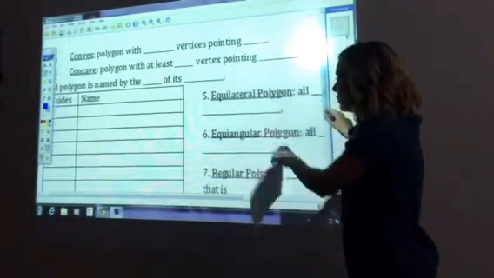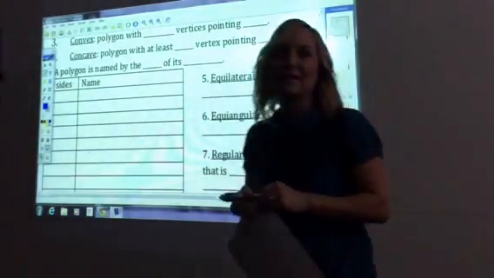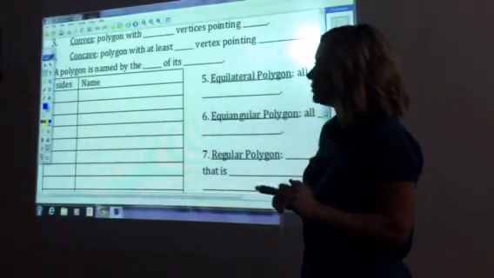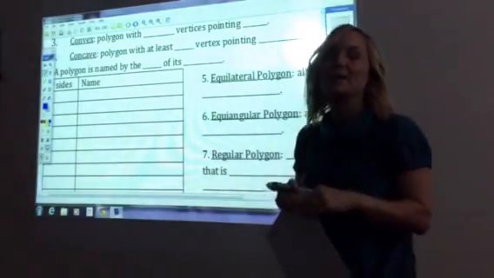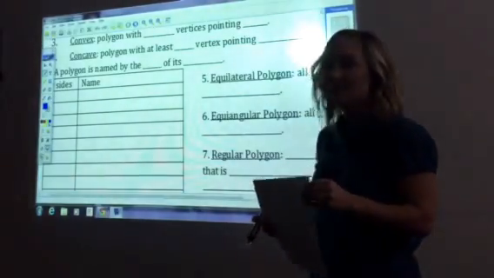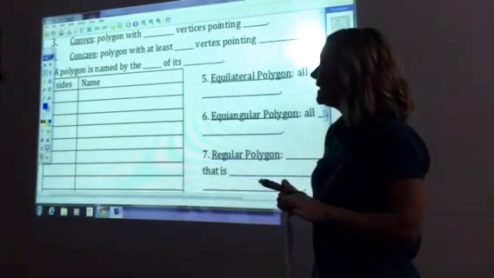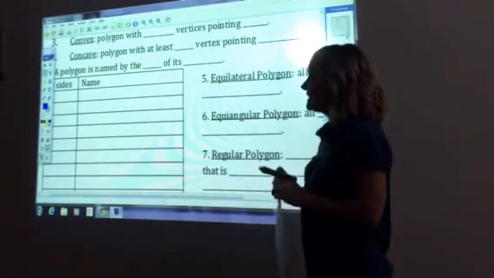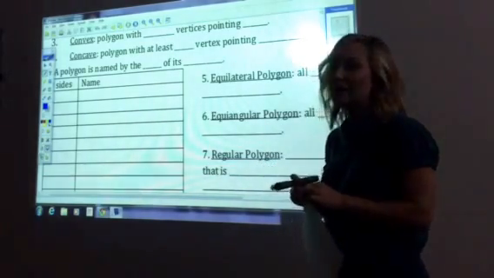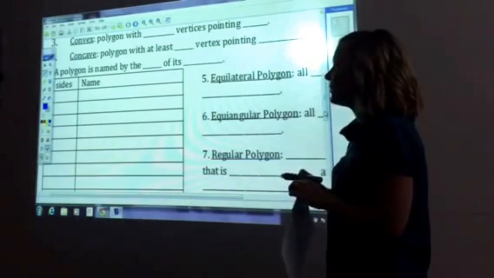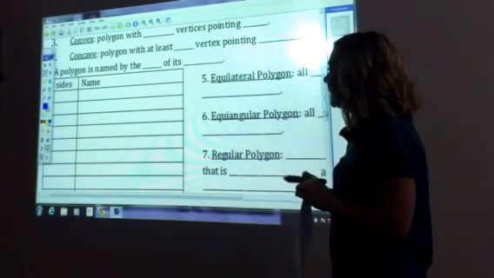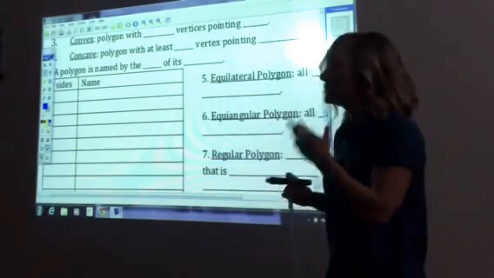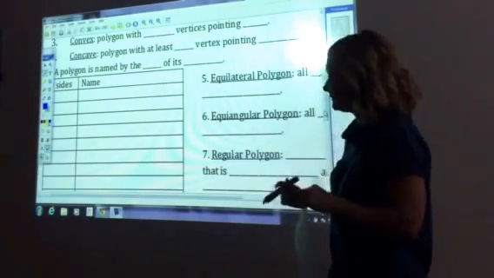Alright, and then of course in our notes we're going to have it listed. A three-sided figure is a triangle, four-sided quadrilateral, 5 pentagon, 6 hexagon, 7 heptagon, 8 octagon, 9 nonagon, 10 decagon, 11 is hendecagon, and 12 is dodecagon. And everything after that, 13 or so on, would be 13-gon.